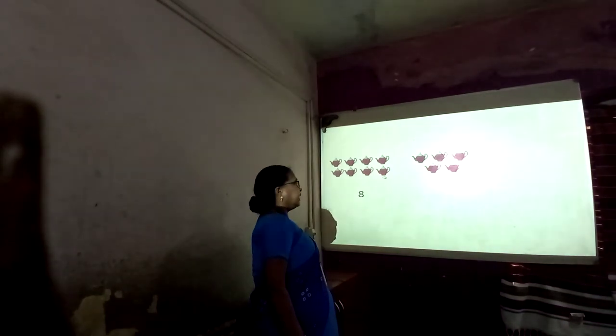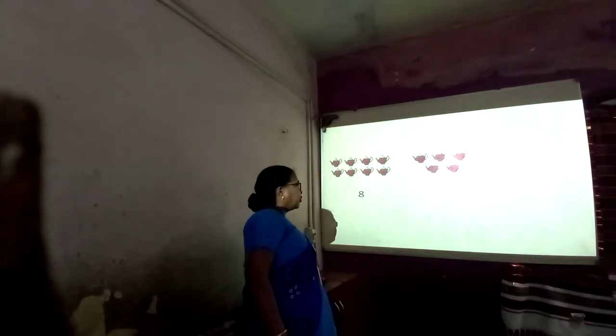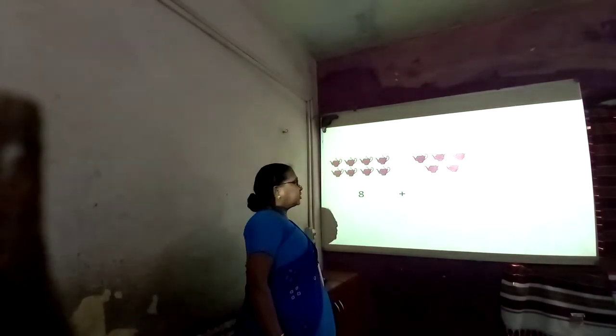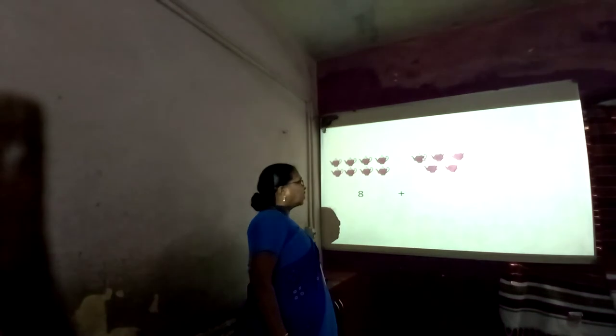Here, 1, 2, 3, 4, 5, 6, 7, 8 kettles are there. How many kettles? 8. Now what we are going to do is, we are going to add these kettles to these 8 kettles. Now let's count how many kettles are here. 1, 2, 3, 4, 5 kettles.